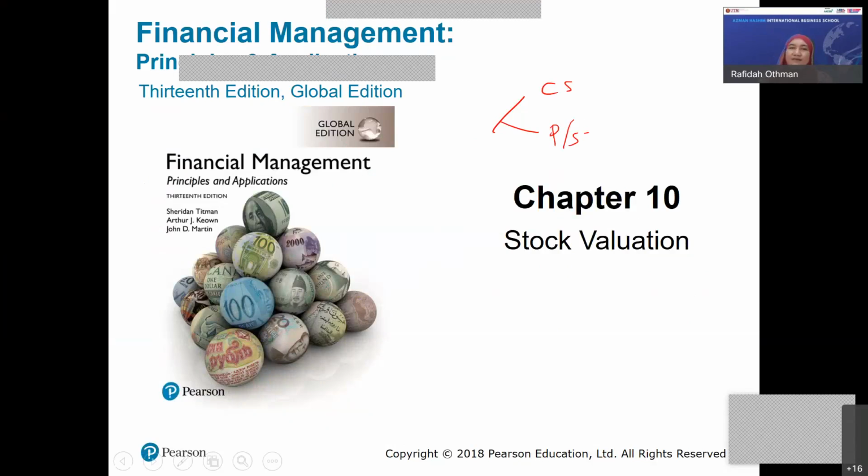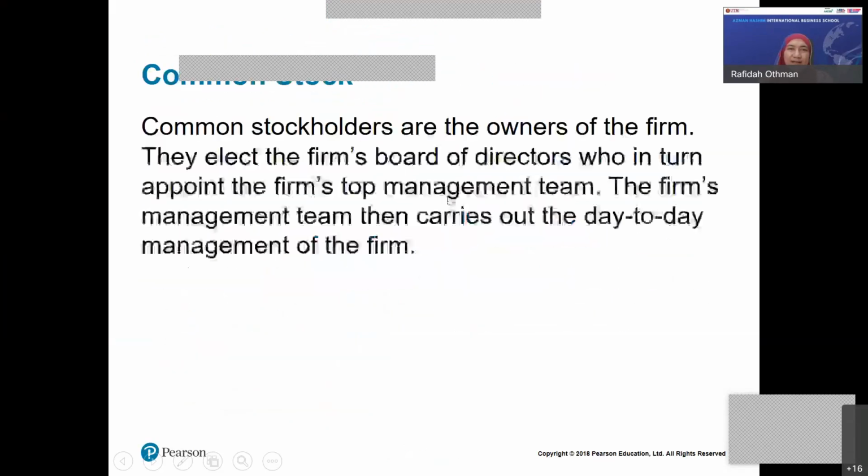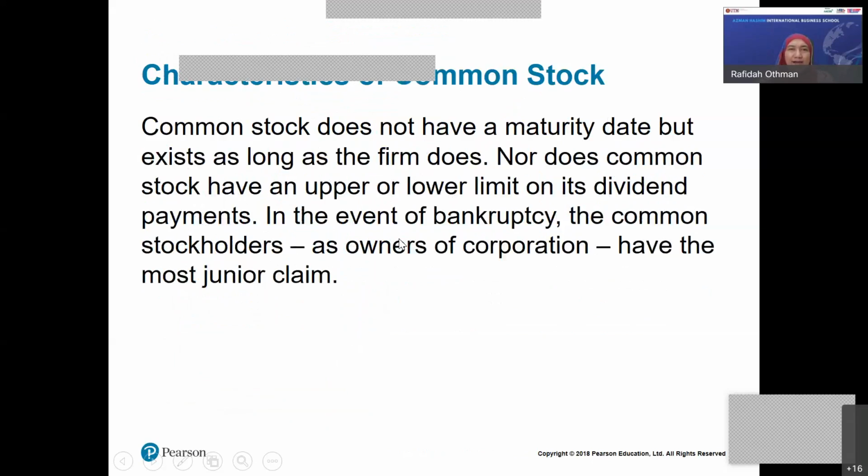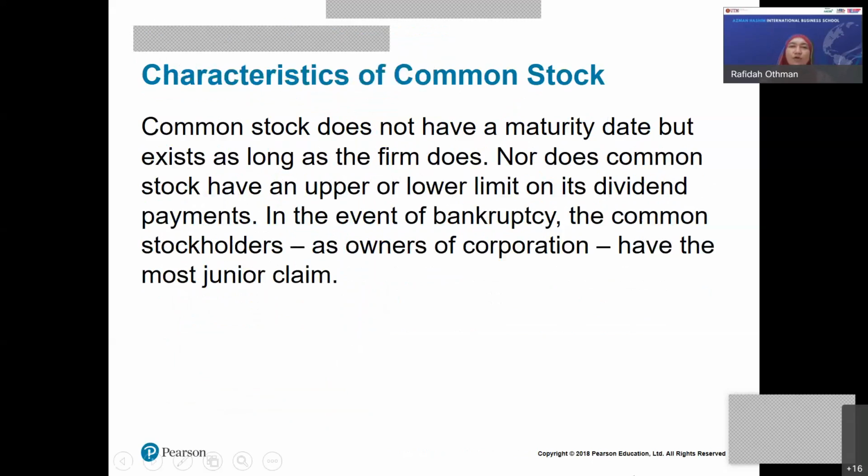So what are the characteristics of these? The characteristic of common stock: common stockholders are the owners of the firm. They elect the firm's board of directors, who appoint the firm's top management team. And the characteristic of common stock is that they have no maturity.